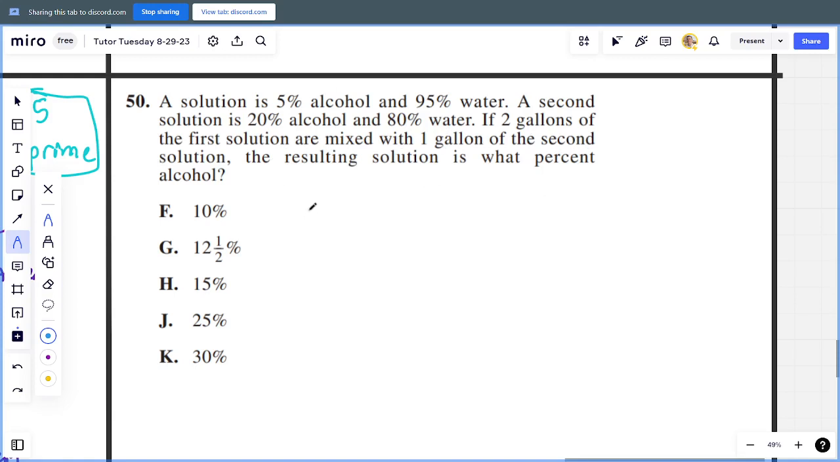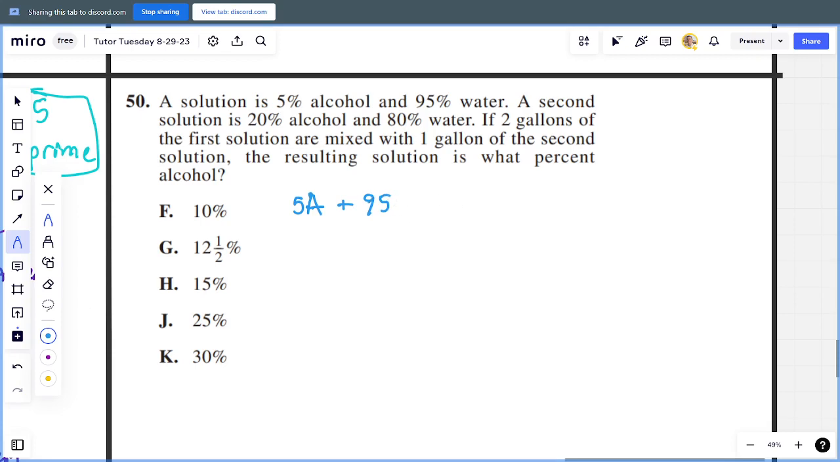Interesting. It is going to be F, but let's work through the work for this. I'm going to write 0.05 times A, or maybe I can just do like 5A. Let's do whole numbers here. 5A as in 5%, and 95 water is going to be 5% alcohol and 95% water is going to be our 100% of the first mixture.